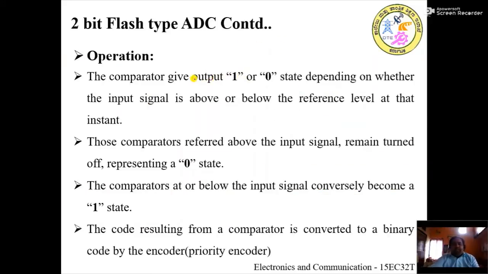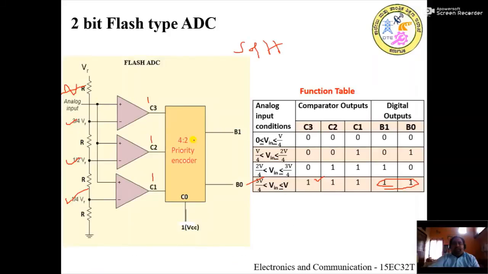The same operation is written here. The comparator gives an output of 1 or 0 state depending on whether the input signal is above or below the reference level at that instant. The comparators referred above the input signal remain turned off, that is 0, they will hold the 0 state, and the comparators at or below the input signal conversely become 1 state, meaning they hold the logic 1 state, and the code resulting from the comparators is converted to binary code by the priority encoder. This is how a 2-bit flash type of ADC works.